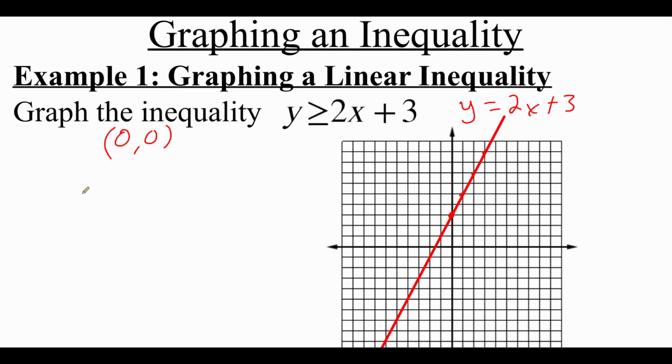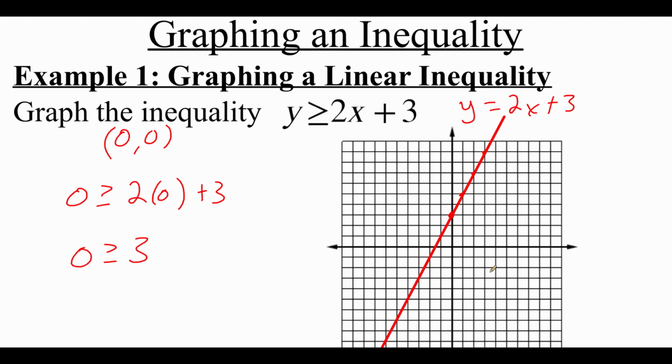So I plug in 0 on the left-hand side: is 0 greater than or equal to 2 times 0 plus 3? Well, 2 times 0 is 0, and 0 plus 3 is 3. So this inequality is saying 0 is greater than or equal to 3. And that's not true because 0 is not bigger than 3. So we tried the point (0, 0), which is below my line.